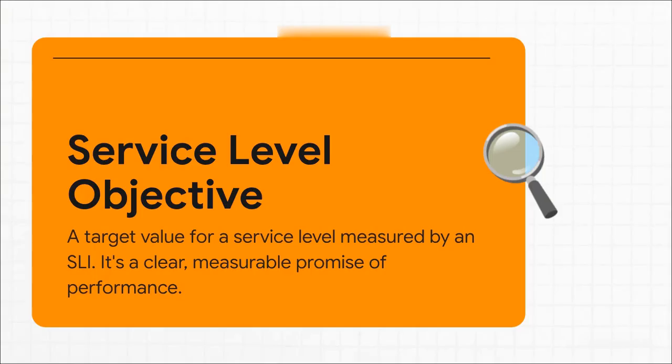So what exactly is an SLO? At its heart, it's a promise. You start with a metric you care about. That's your service level indicator, or SLI. Think latency or uptime. Then you just set a specific target for that metric, and that's your service level objective, the SLO. For example, promising 99.95% uptime, that's a clear SLO for the availability SLI.